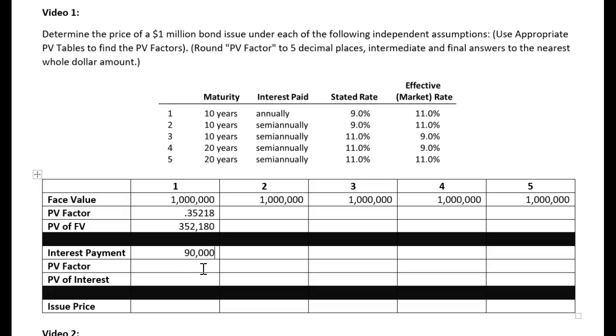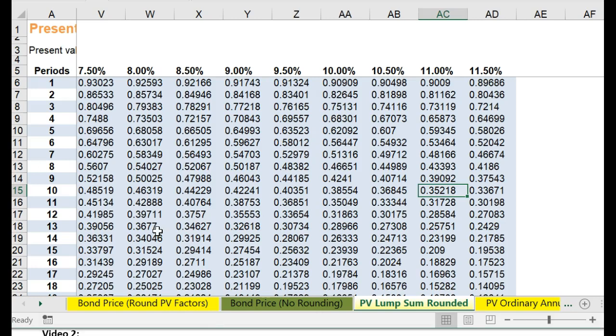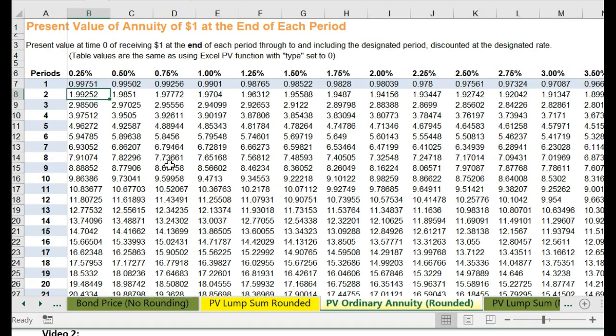Now, let's do the PV factor. Again, that 90,000 is every year, so that's multiple payments. So instead of using the PV of one lump sum payment, we need to go in and find the present value of an ordinary annuity.